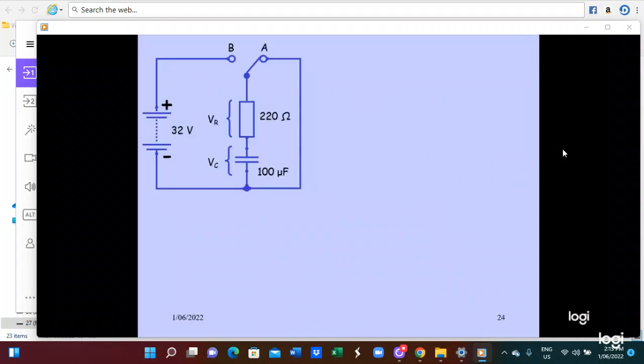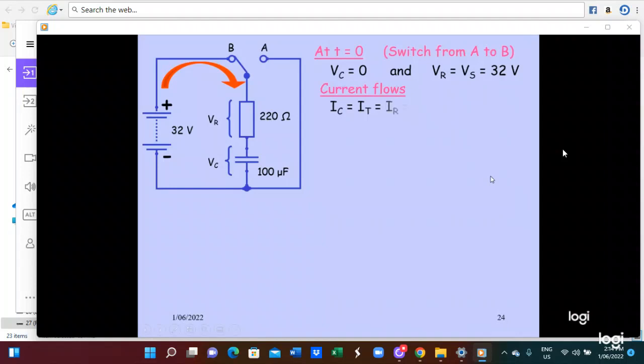Switch position A to B, a 220 ohm resistor and a 100 microfarad capacitor are connected in series. Supply voltage 32 volts. So when you connect it to B, Vc is equal to 0, and Vr is equal to VA equal to 32 volts. So this is at T equal to 0, switching from A to B. The current flow: I equal to V by R equal to 32 by 220, you get 145 milliampere. T equal to RC, 220 multiplied by 100 microfarad, you get 22 millisecond.